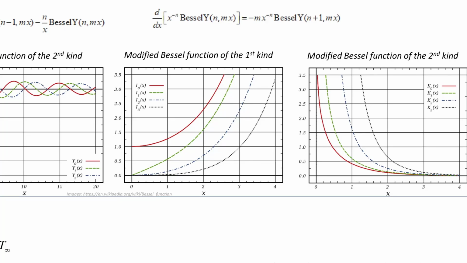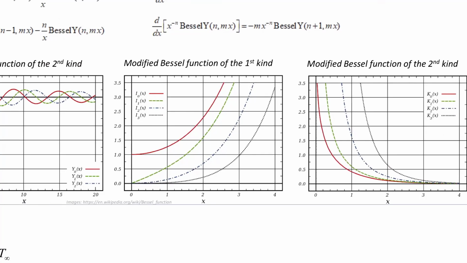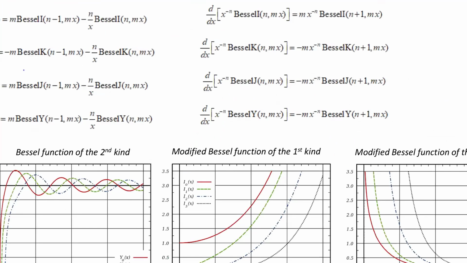So if your solution is trying to use Bessel Y and Bessel J, but it should be using I or K, you actually have fundamentally very different behavior that it's trying to model. Okay, these are Bessel functions. Don't need to belabor this too much, but let's back out.